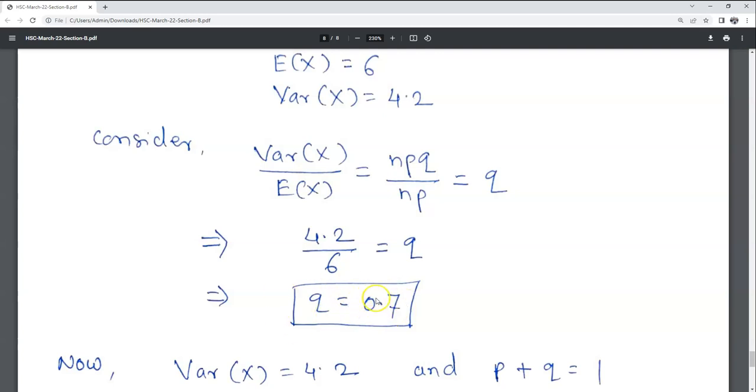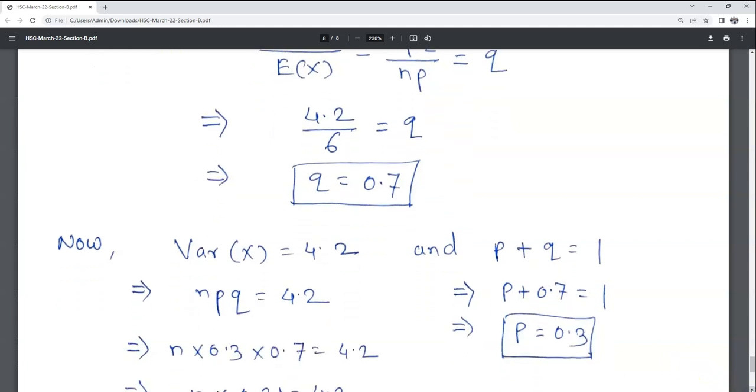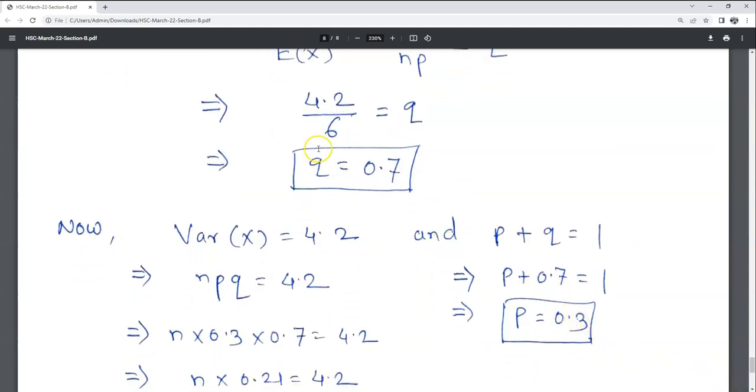Now once we got the q value, we can find out the value of p as well. We know the relation between p and q is p plus q is equal to 1. Since the value of q is 0.7, p will be 1 minus 0.7, that is 0.3. So you got the value of p 0.3, the value of q 0.7, and we know the variance as well. So let's find out the value of n.